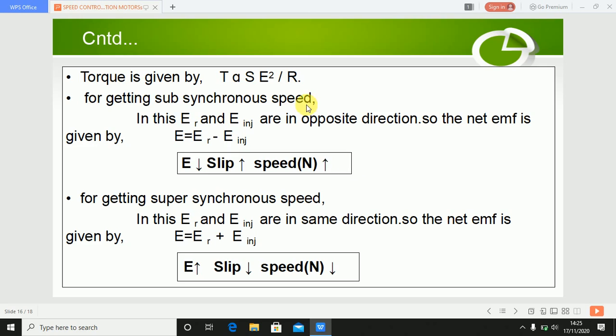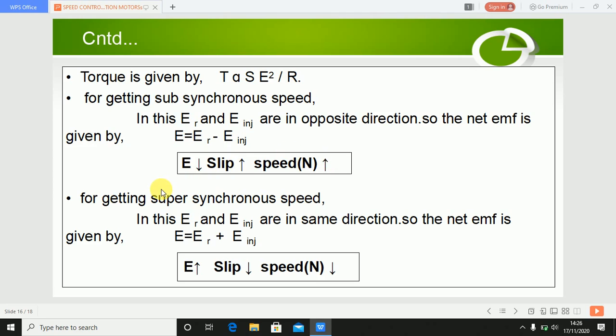First, as you know, torque is directly proportional to S E2 square divided by R, where S is the slip, E is the EMF, and R is the resistance. For subsynchronous speed, the EMF induced in the rotor and the EMF injected at the rotor are acting in the opposite direction, so that the net EMF becomes ER minus E injected. If E, that is the net EMF, gets reduced, the slip will get increased to compensate this. As a result, speed gets increased.